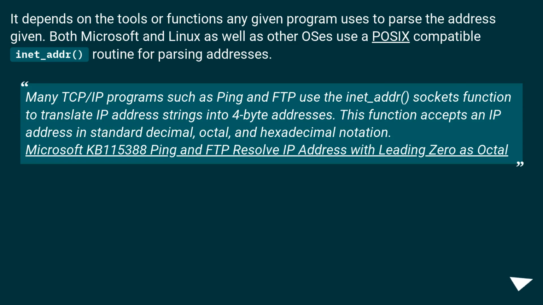Both Microsoft and Linux, as well as other OSes, use a POSIX-compatible inet_addr routine for parsing addresses. Many TCP/IP programs such as Ping and FTP use the inet_addr sockets function to translate IP address strings into 4-byte addresses. This function accepts an IP address in standard decimal, octal, and hexadecimal notation. Microsoft KB115388: Ping and FTP resolve IP address with leading 0 as octal.